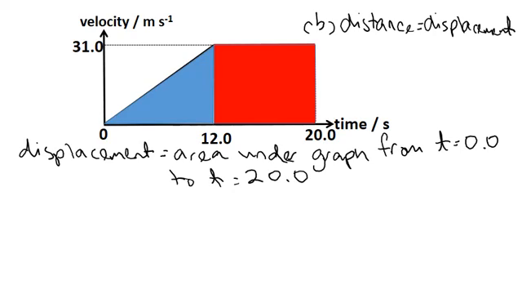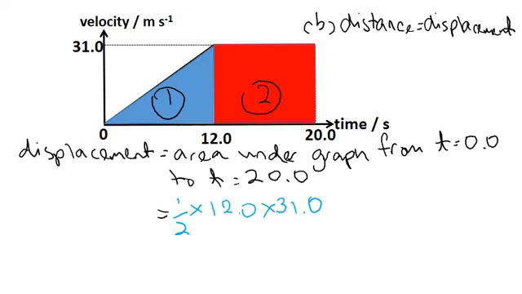I've purposely divided this graph up into two parts, one which is a triangle, in blue, and the other which is a rectangle, in red. I'm going to label this part 1 and this part 2. I'm going to find the areas individually first, and then sum up the areas to get my displacement. The displacement in blue will be the area of the triangle, half times base times height, half times 12 times 31.0, plus the area of the rectangle, which will be length times width.